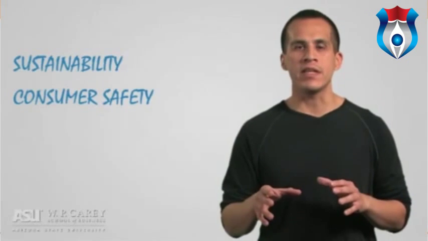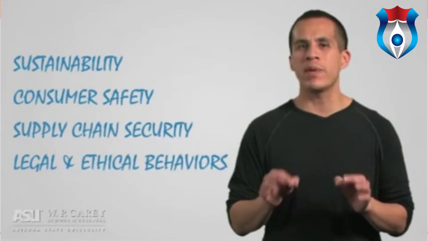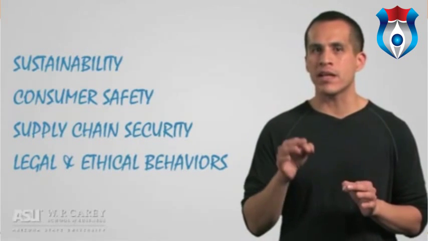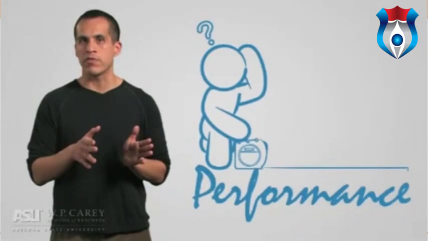Sustainability, consumer safety, supply chain security, and legal and ethical behaviors. These are all expected, and in some cases demanded by consumers and governments worldwide. These are things that can only be effectively managed, monitored, and realized with the support of modern technology. Even at the lowest level, individual supply chain managers are tasked with measuring performance, improving supply chain visibility, and managing relationships, all of which are very much dependent on available technologies.